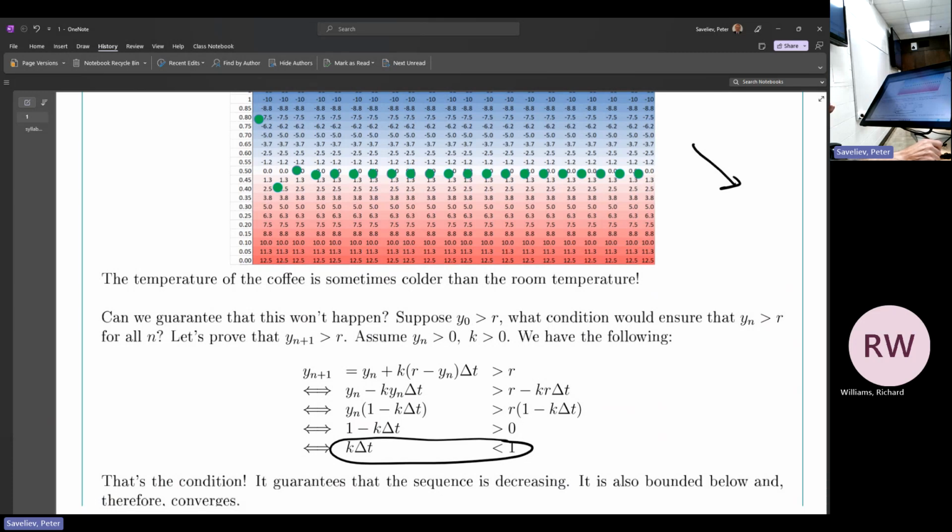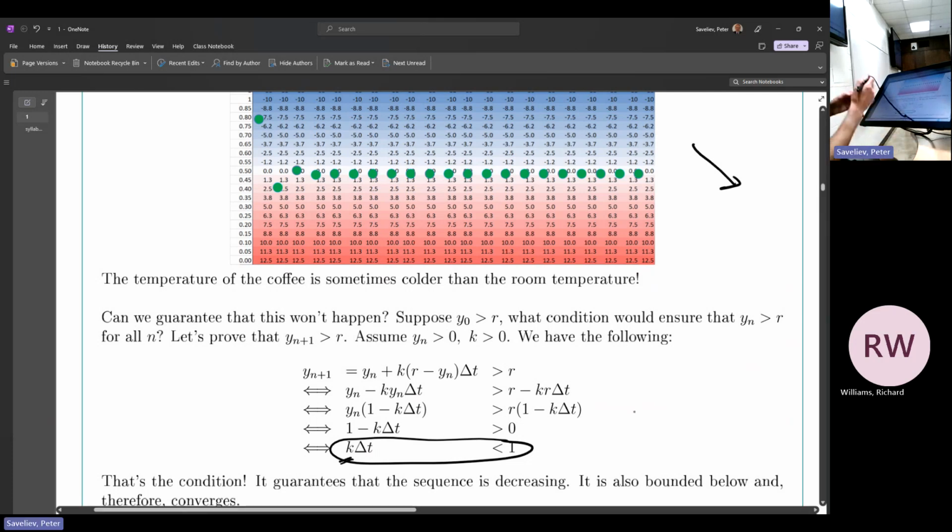Our choice of K and delta T: K is determined by the nature of the material. K comes from the experiment, so we cannot really change that. But delta T is what we can change.